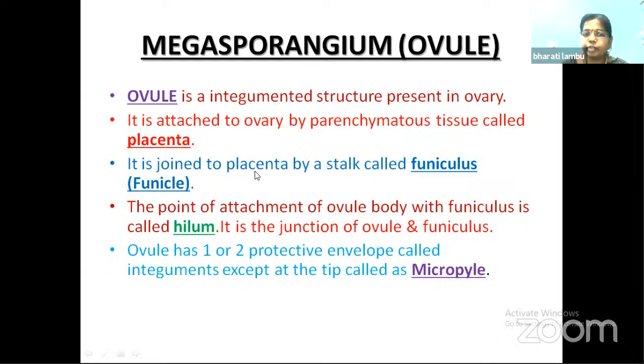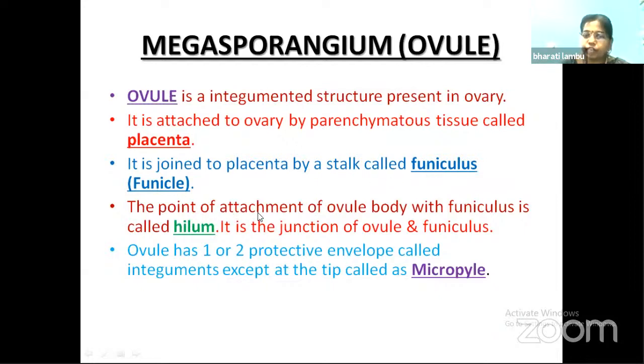The ovule is joined to the placenta of the ovary by a stalk called the funiculus, or funicle. So the stalk of the ovule is called the funiculus, like the stalk of a flower is called the pedicel, and the stalk of an inflorescence is called the peduncle.